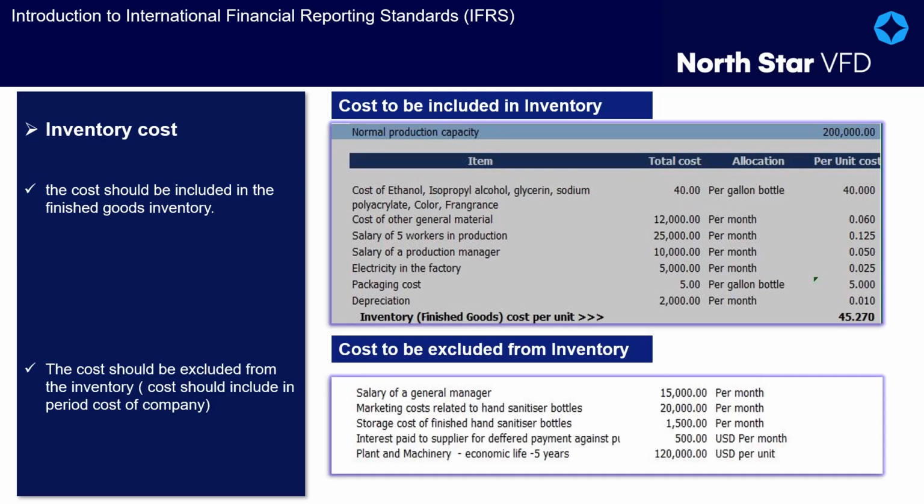Here on the screen you can see costs excluded from the cost of finished goods inventory. You can find that costs such as salary of a general manager, marketing costs, storage cost of finished hand sanitizer bottles, and interest paid to supplier for deferred payment against purchase of raw material are excluded from cost of inventory. These excluded costs should be treated as general, selling and administrative and finance costs for the company in their current year profit and loss account.